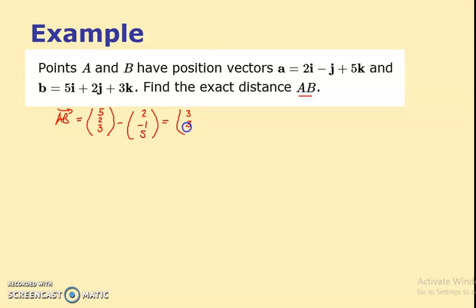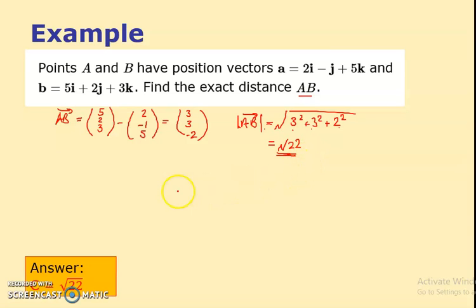3, 3, minus 2. Now, to find this distance AB, this is the magnitude. That's the posh way of writing it. Technically like that. But the lines around it mean the magnitude of A to B. And that equals the square root of 3 squared plus 3 squared, and ignore the minus, plus 2 squared. That's 9, that's 18, plus 4 is 22. It is root 22. Can I do anything with that? Well, only 2 and 11 go into that, so I think that's the answer. Root 22 is the answer.